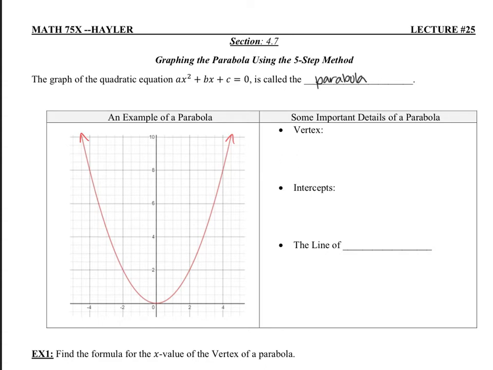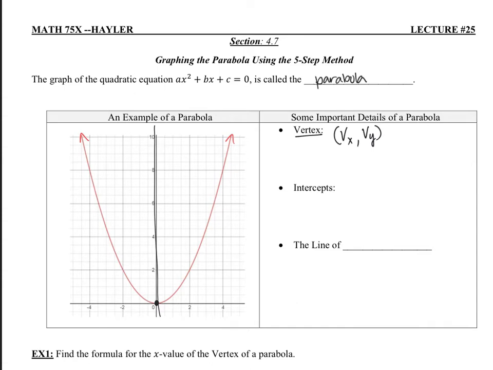So there are some important details of the parabola. The first detail is a special point called the vertex. What is special about this point? Well, it's the point right here where it cuts our graph in half. Notice it has a mirror-like quality. If you folded the graph in half down the middle, the two sides would reflect each other. So the vertex is that point. Normally we would indicate it with v sub x for the x value and v sub y.